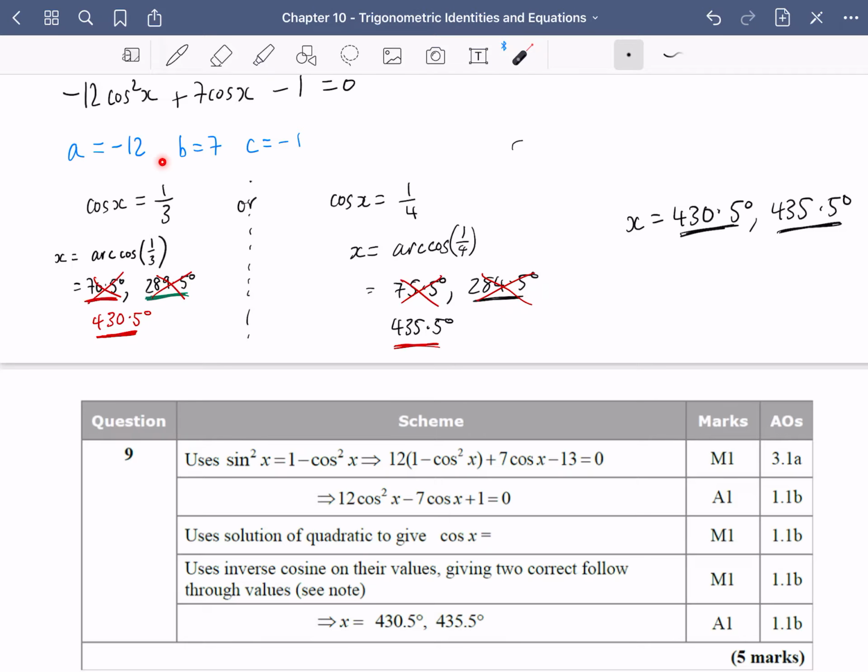There are no marks for doing this because it can be done on a calculator, so you should do it on a calculator. And then you get a mark for using the inverse cos on the values, getting these two values here. And so you get 430.5 and 435.5.